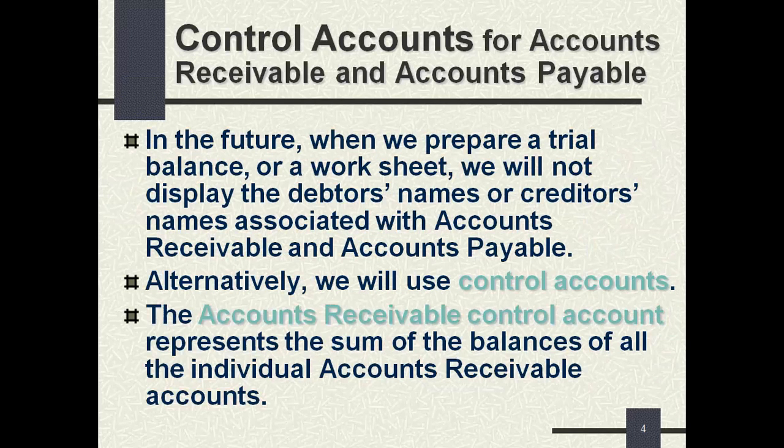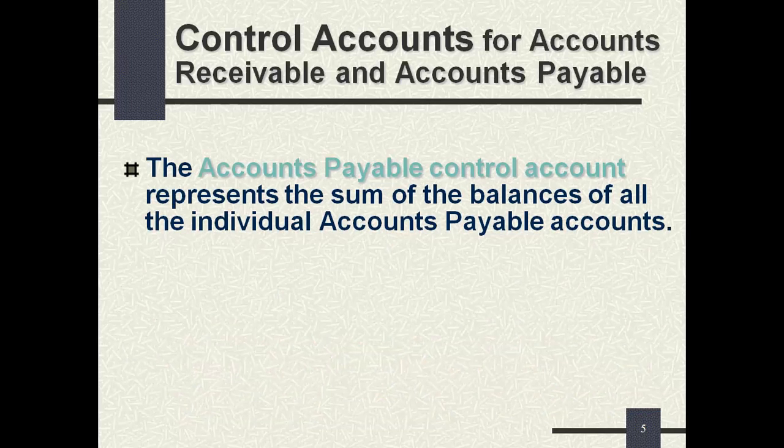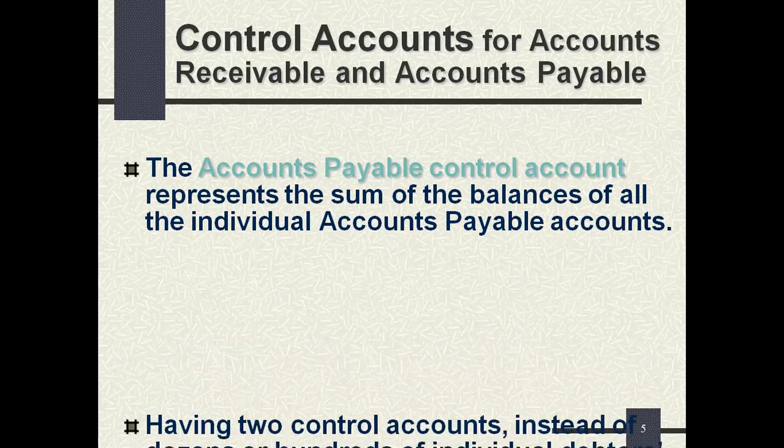They're called control accounts. So the accounts receivable control account represents the sum of all the balances of the individual accounts receivable accounts. So when we get to this point, you are supposed to add up all of the accounts receivable amounts, and that's going to be the accounts receivable control account. The same thing is done with accounts payable. Rather than listing all of the people that we owe money to, we're just going to add up everyone that we owe money to and put them into one account called the accounts payable control account.